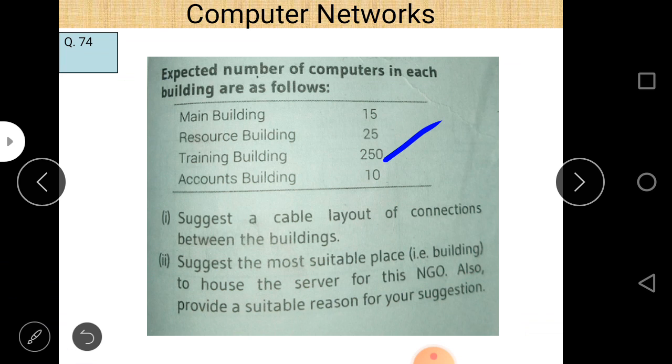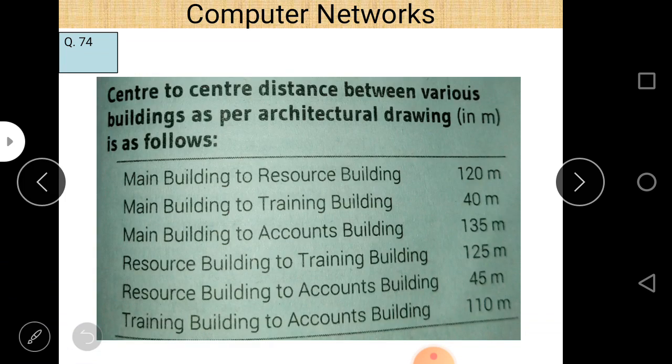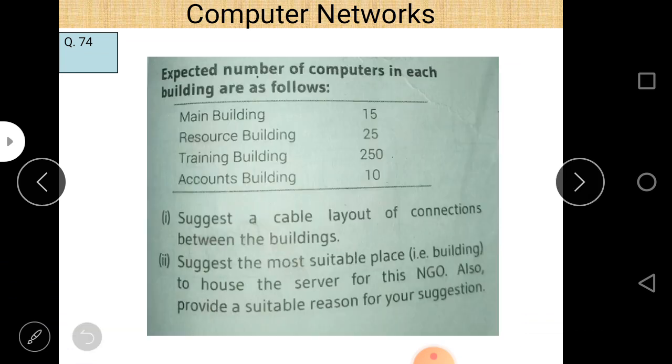Now the questions regarding this: first of all, suggest a cable layout of the connection between the buildings. Cable layout, basically, we solve according to the data given, the distances between different buildings. Next is, suggest the most suitable place to house the server for this NGO and also provide a suitable reason for your suggestion. So the question basically contains 2 parts. First, the most suitable place to house the server, and second, the reason behind it. Both are part of the same question: suitable place for server and reason.